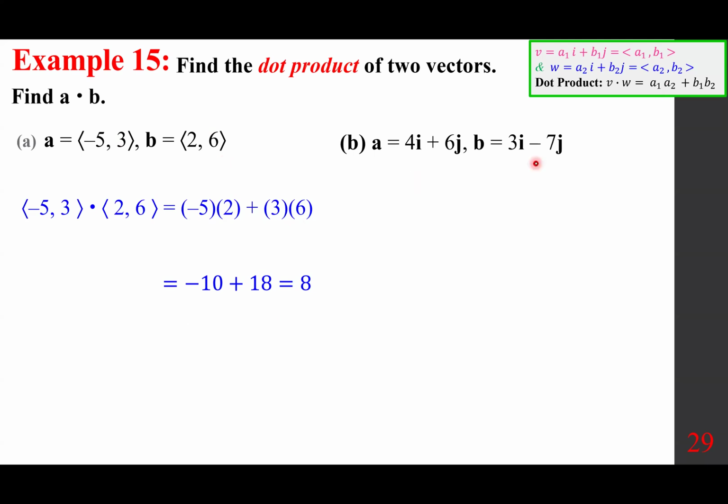If they give us in this format, that means 4 times 3, 6 times -7. 12 minus 42, -30.